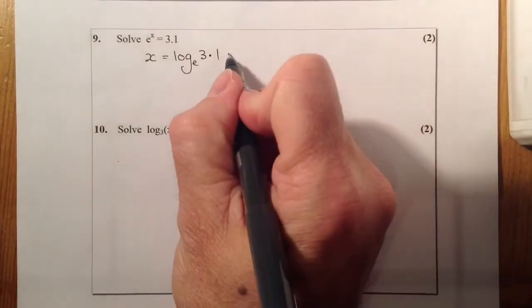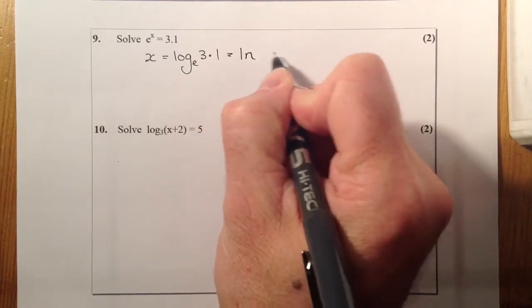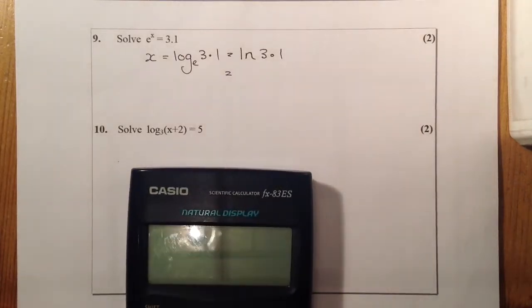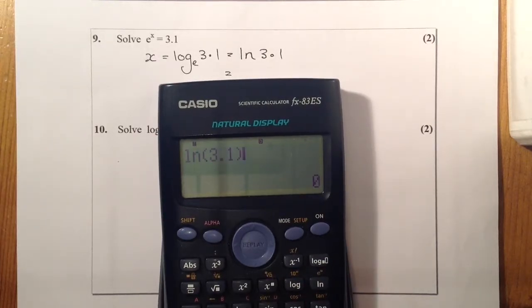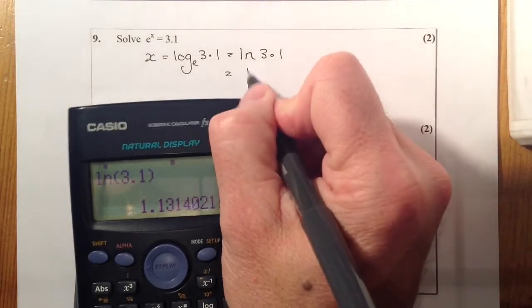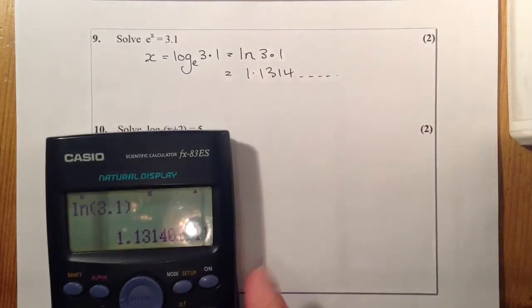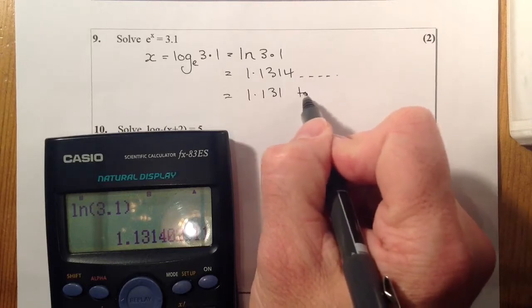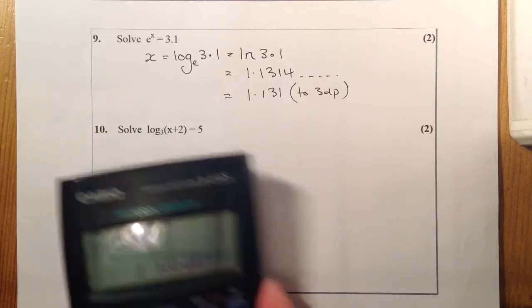Now what I'll do is go into my calculator. In my calculator I'm going to press the LN button. Okay, so the LN button is really just the log base e, or the natural log. So let's go for that. So I'll go for LN, and it's 3.1, and the answer I've got there is 1.1314, and so on. Okay, and I'll just round that number to 3 decimal places. Okay, and that would be my solution for that one there.